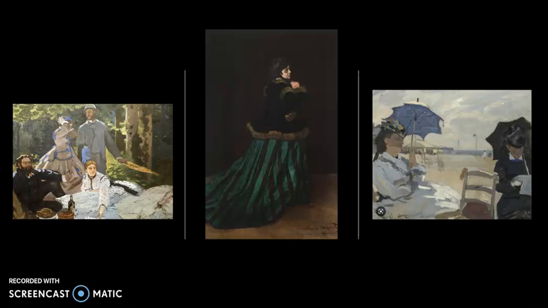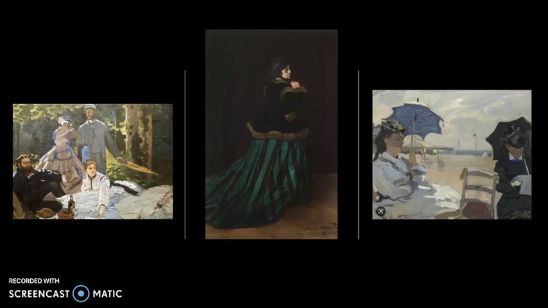The first is titled Luncheon on the Grass. The title itself is very straightforward, as many of Monet's are. However, it also depicts people in a natural setting. This is also similar to the third. The third is titled The Beach at Trouville, and depicts similar aspects.